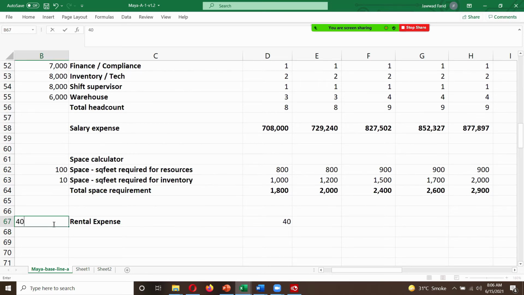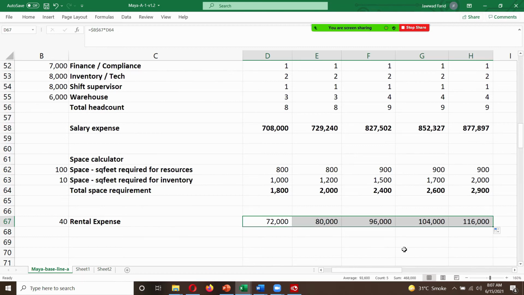So I put that number here, 40, and my rental expense basically becomes 40 F4 into 1800. There you go. So we have our rental expense calculation, and that's the rental expense calculation.